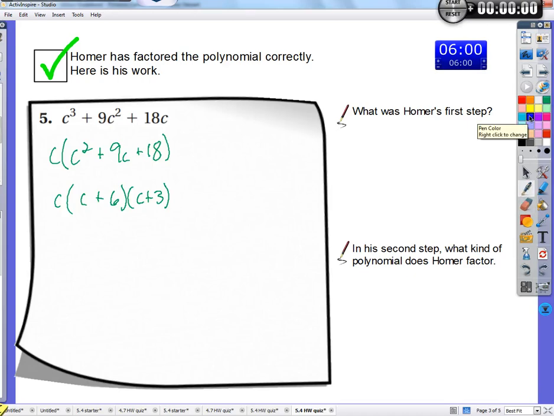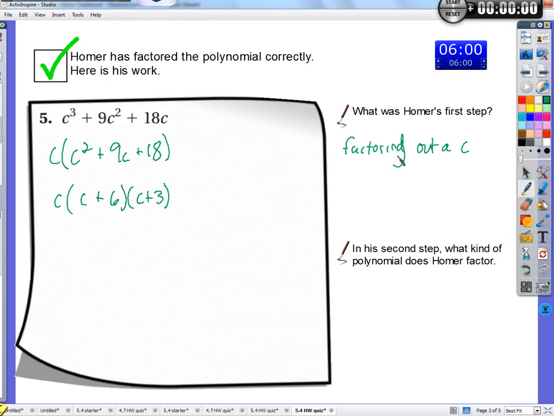What's Palmer's first step? Yes. Taking the C out of all of them. Factoring a C out of all. Factoring out a C. So taking C, putting it outside the parentheses, undistributing it, writing it as C times something else. All those things mean factoring.